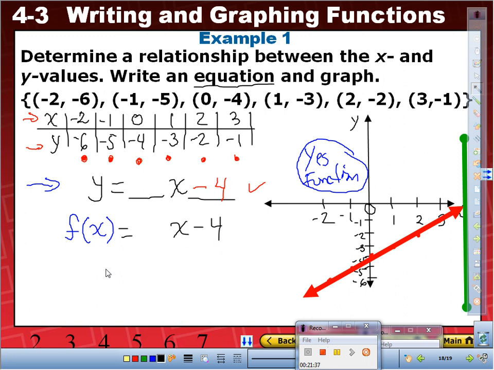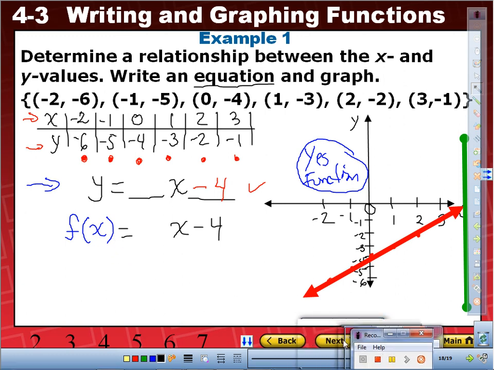Tell your neighbor what changed. What changed? Okay. Who sees that I changed the y for the f and the x? Okay, now check this out. Why did I write this? Because what letter does function start with? F. In order to let people know that this equation represents a function, I write it as f of x. That's how you pronounce this.